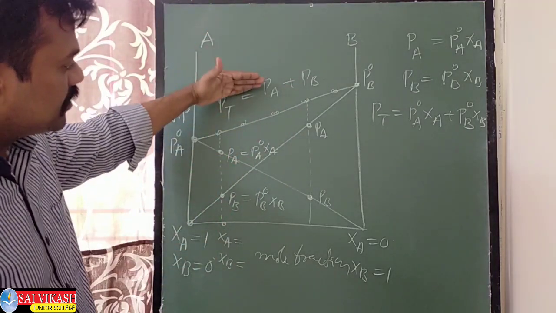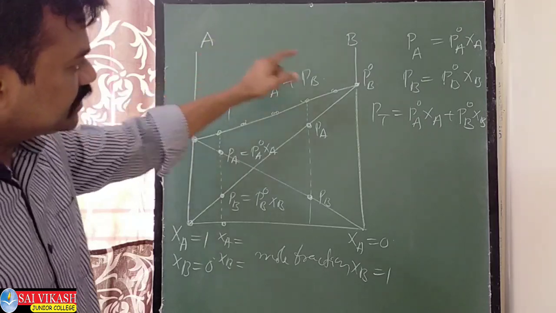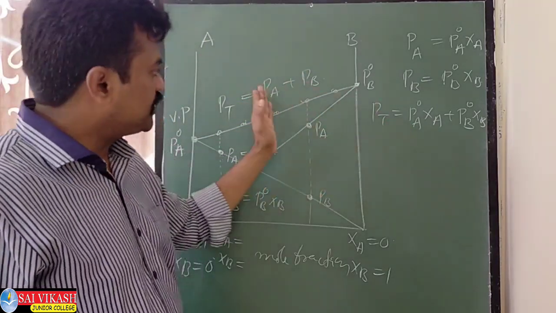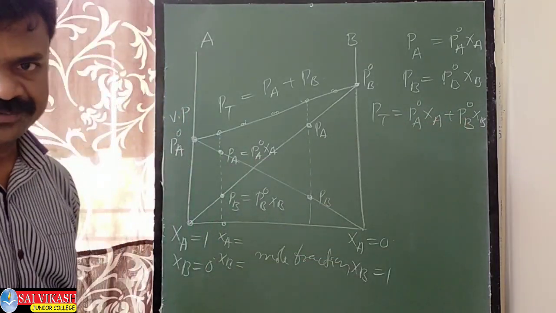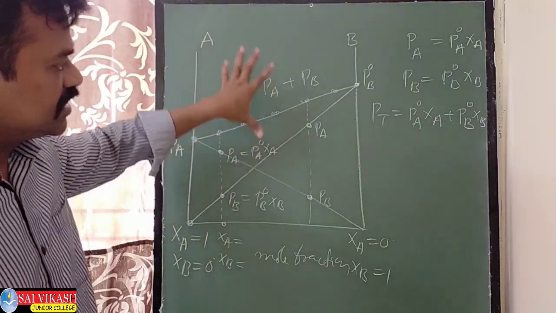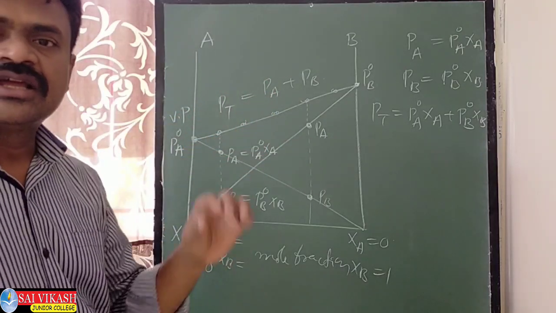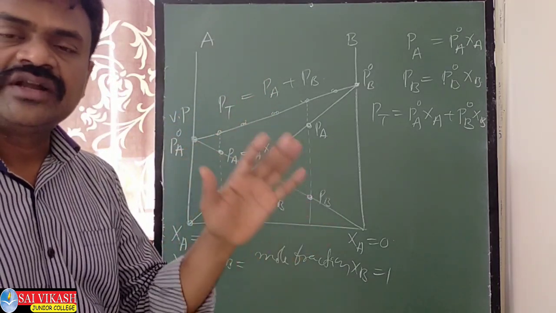So total vapor pressure you will get here. Otherwise, you can use this formula also. PA means P naught of A into XA, and P naught of B into XB also. So this is the graph for the vaporization of liquid solutions.